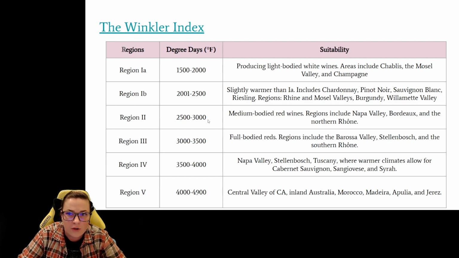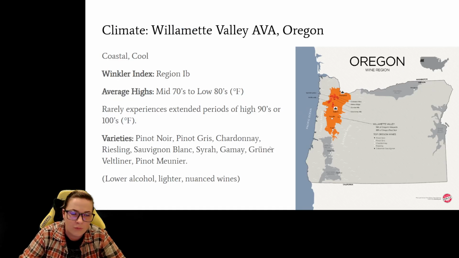Region 2, this is where we have our medium-bodied reds, so this includes Napa, Bordeaux, and the Northern Rhone. Region 3 is a little bit fuller. We have Barossa Valley, Stellenbosch, and the Southern Rhone. And region 4, we have, again, some Napa, some Stellenbosch, but then we kind of move into Tuscany. We see those nice, beautiful reds, right? And this allows for Cab Sauv, Sangiovese, and Syrah. And then region 5 is Central Valley, California, Australia, Morocco, Madeira, Apulia, and Jerez. So very, very hot regions of grape growing in the world. So that is just a good example of what that is like.